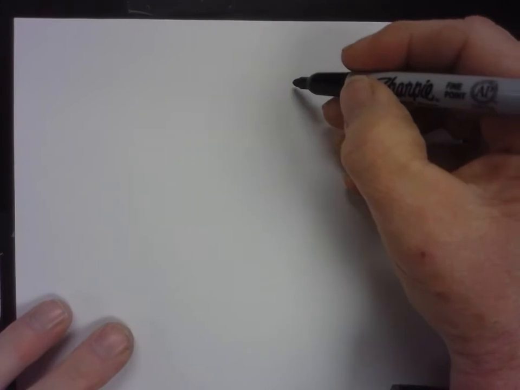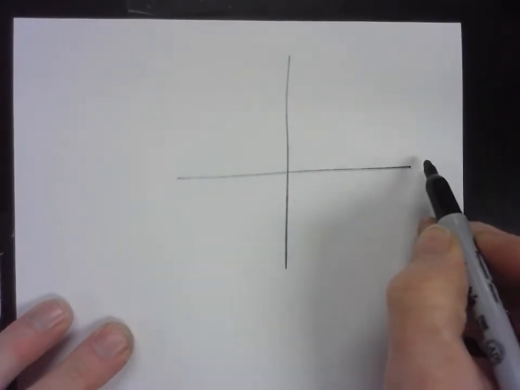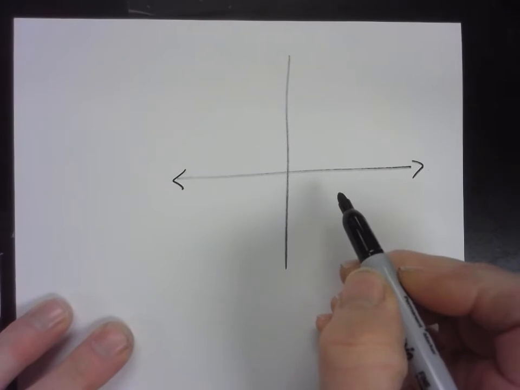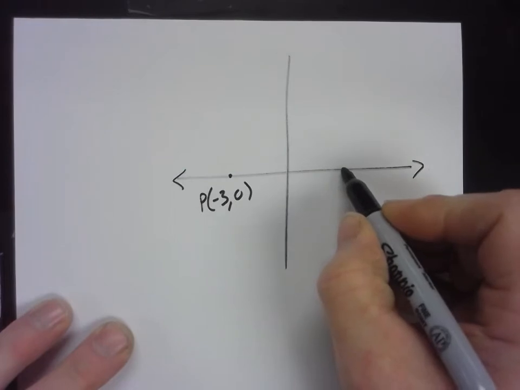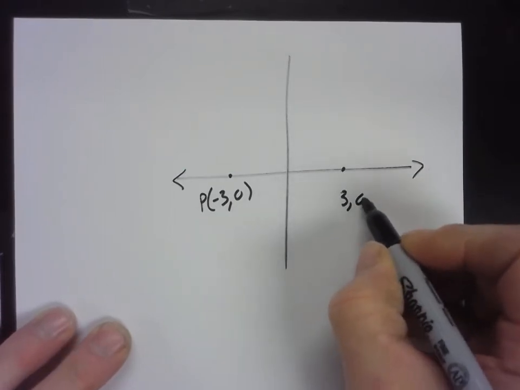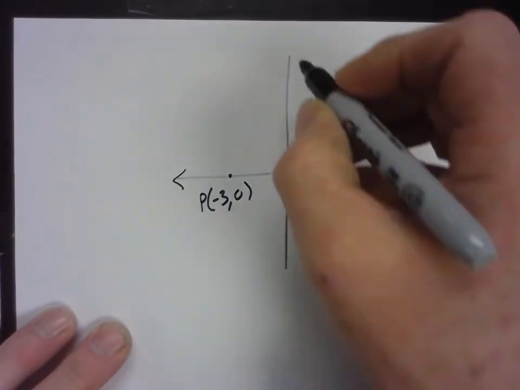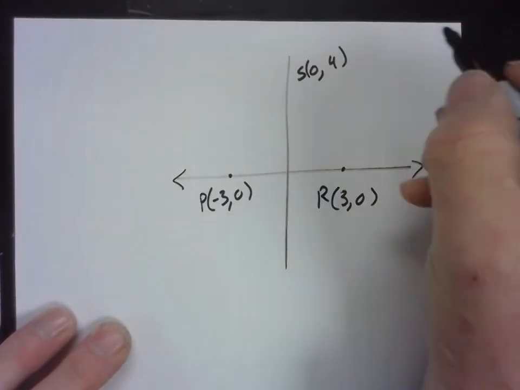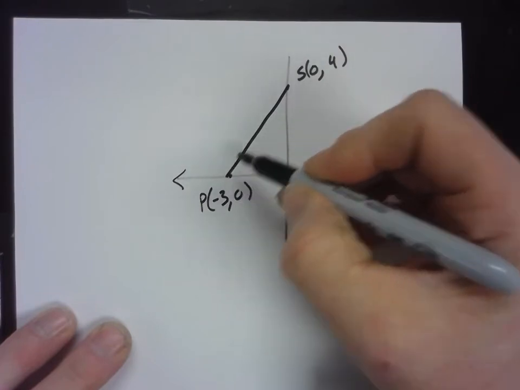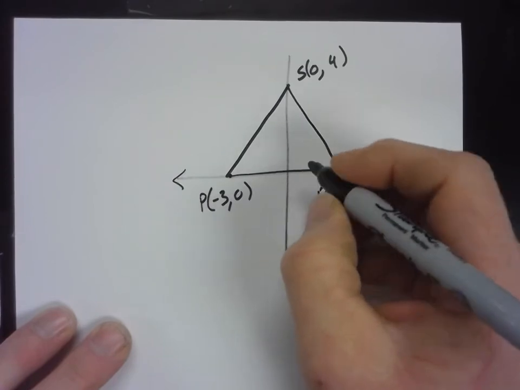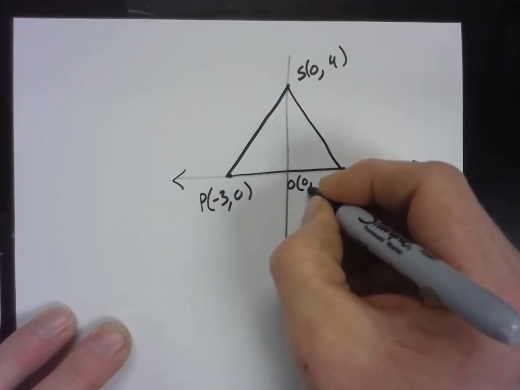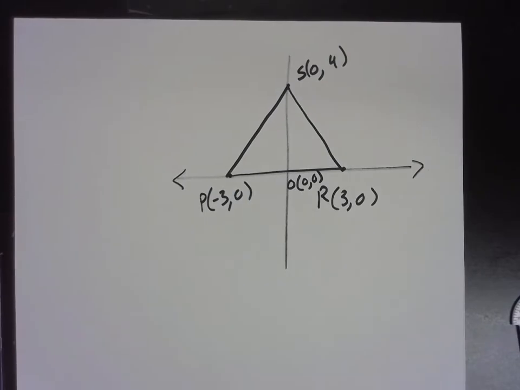Okay, so the vertices are (-3, 0), (3, 0), and (0, 4). Right here we have point O, which is (0, 0). Prove that it's an angle bisector.